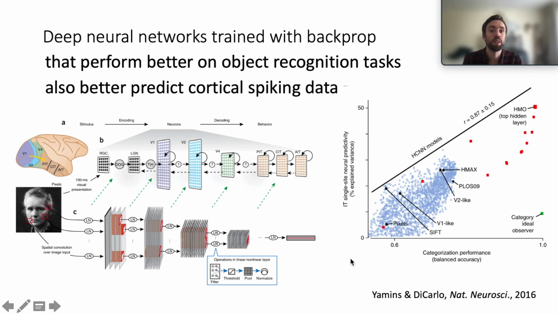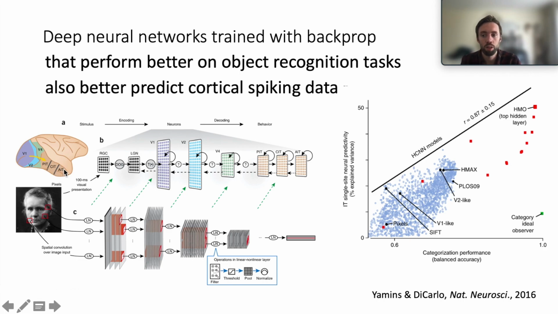So first they compared many different deep neural networks on their performance in a categorization task, which was an object recognition task. Then they compared the activity in different layers of these networks to activity that they recorded from along the monkey cortex. And they were particularly interested in area IT. And area IT is one of the highest areas in the visual hierarchy for object recognition in the brain.